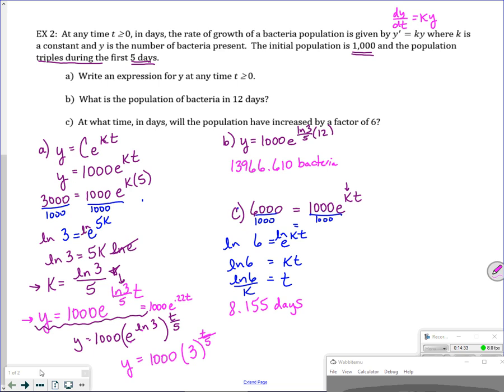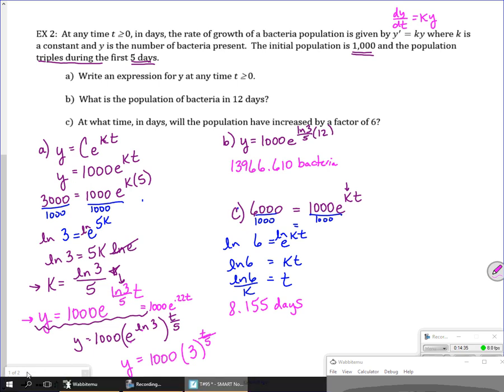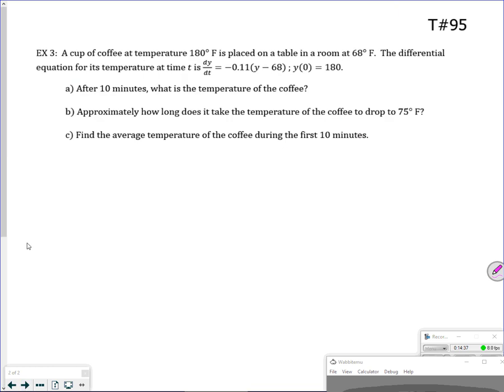Our last example. Here we go. A cup of coffee at 180 degrees is placed on a table in a room at 68 degrees Fahrenheit. The differential equation for the temperature is that. After 10 minutes, what is the temperature of the coffee? So what do I have to do? Well, in this one, is my differential equation exactly like dy/dt equals k times y? No, there's more stuff in it.